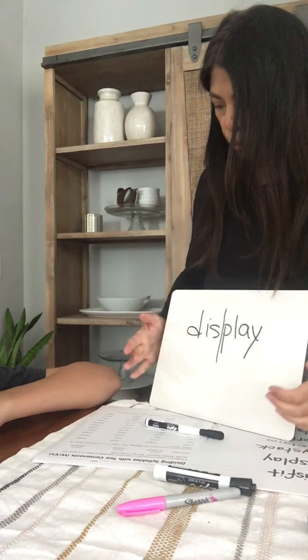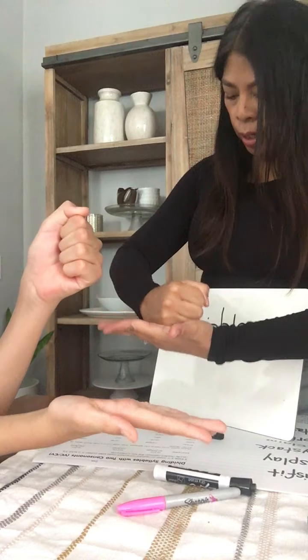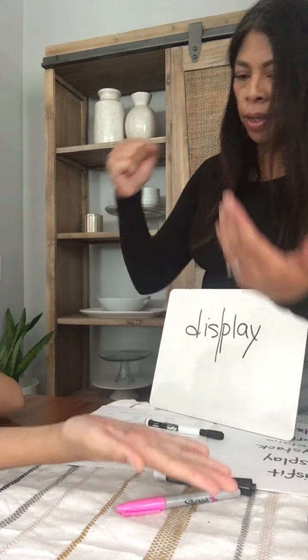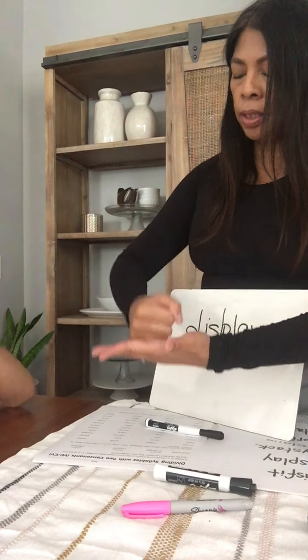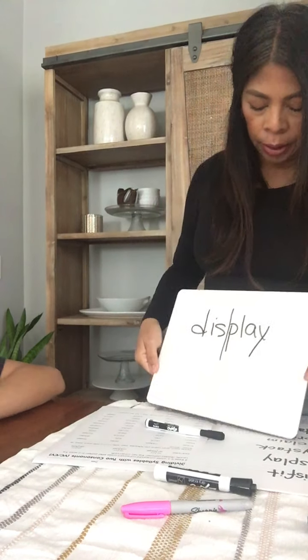Ronan, can you do the first one? Can you take your palm and stomp it out? Display. Okay, and all together? Display. Let's do it again one more time, kids. Display. That's right.